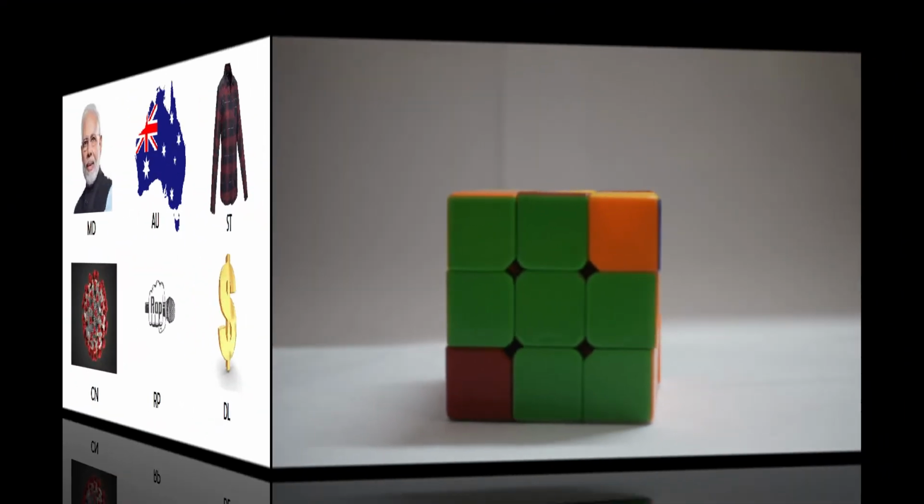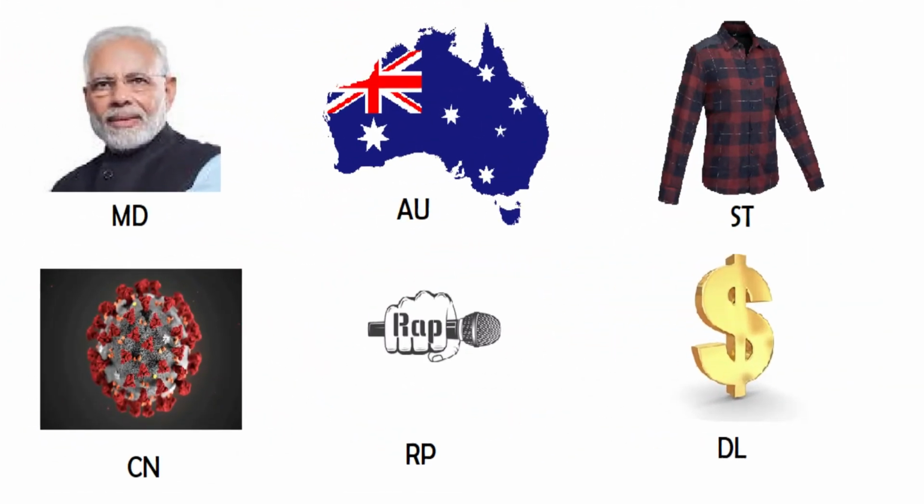For example, the first pair is MD. For MD, I can imagine Modi. You can use anything that you can think of using the letters MD. Then we go to AU. AU is Australia. So I have made these pictures in my mind. So MD, AU, then ST for shirt, then CN. I said Corona. It can be anything. You can also call it China, Corona, anything.